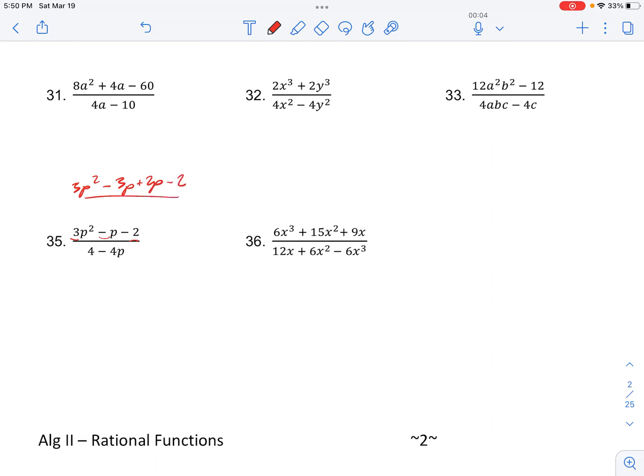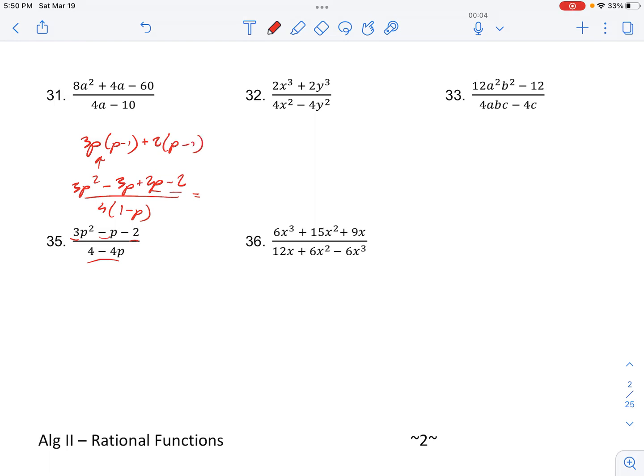All over the denominator. Pulling out the greatest common factor in the denominator is going to be a 4 times 1 minus p. And we can simplify the numerator further. So grouping this 3p squared minus 3p, we can pull out 3p. Then we're left with p minus 1. Then plus grouping these two together, we have 2 times p minus 1.